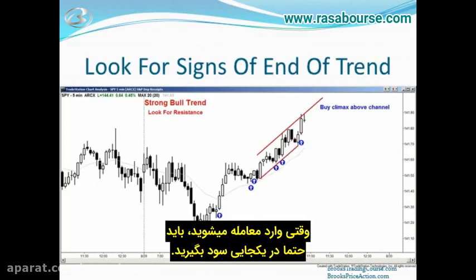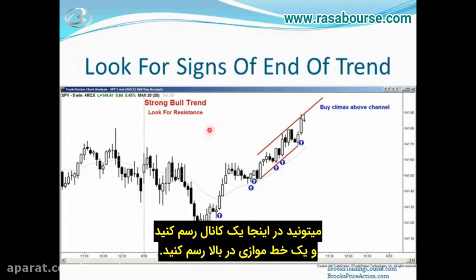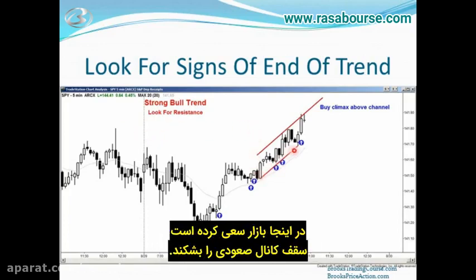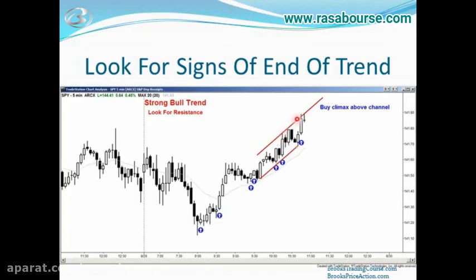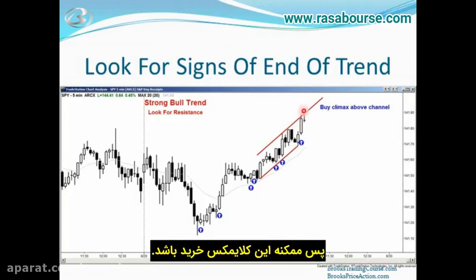When you're holding a position, you always have to be thinking about taking profits at some point. Okay, now we're above yesterday's high. You can draw a channel here and create a parallel, and we're trying to break out of the top of a bull channel. Most attempts to break out of a top of a bull channel fail. So you have to be thinking that this might be a buy climax.